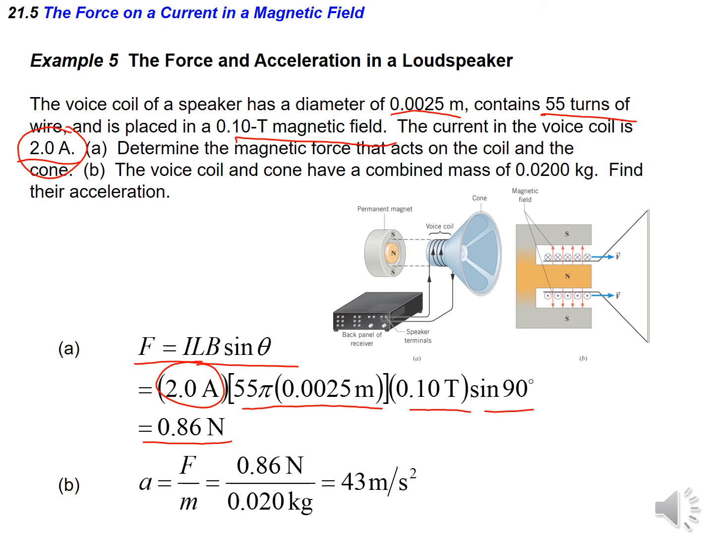Again, to solve for letter B, we just need to use the formula for the second law of motion, which is acceleration equal to force divided by mass. The mass here is given, 0.02 kilograms, and we have the computed magnetic force, 0.86 newton. So just divide 0.86 newton by 0.020 kilograms. So the acceleration here is equal to 43 meters per second squared.